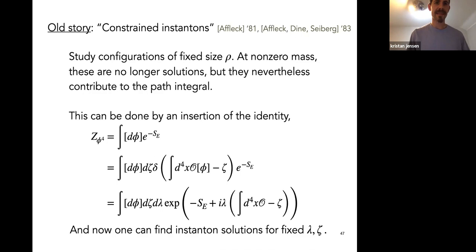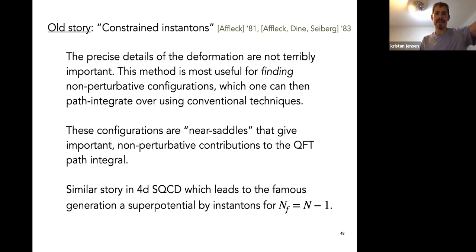The precise details of how things go from there is not terribly important for this talk. The important lesson I want to draw from it here is that this method can be useful for finding non-perturbative configurations in a quantum field theory, which one can then path integrate over using more conventional techniques. These configurations, you can think of them as near saddles. They're not unstable configurations, but they're not saddles either. The action varies in a finite number of directions in field space, but nevertheless, they give important non-perturbative contributions to the path integral.